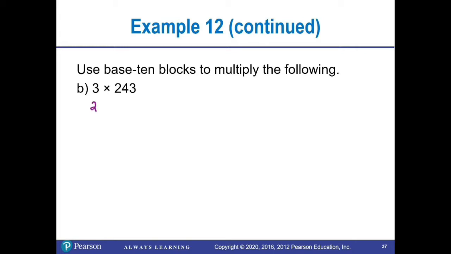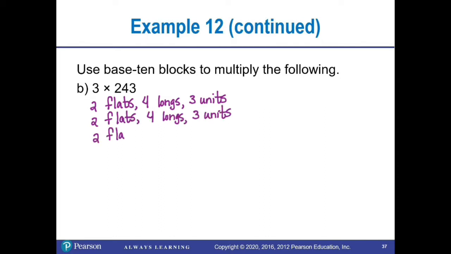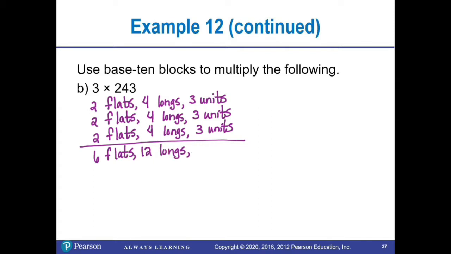243 we write as 2 flats, 4 longs, and 3 units. Since we're multiplying by 3, we're going to add this 3 different times. 2 flats plus 2 more plus 2 more is 6 flats. 4 longs plus 4 longs plus 4 longs is 12 longs. And 3 units plus 3 units plus 3 units is 9 units.